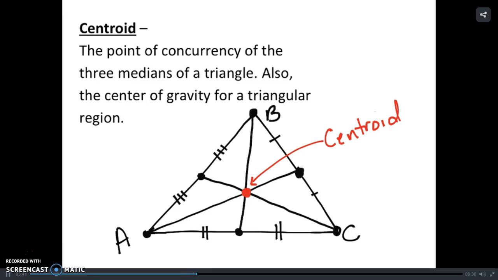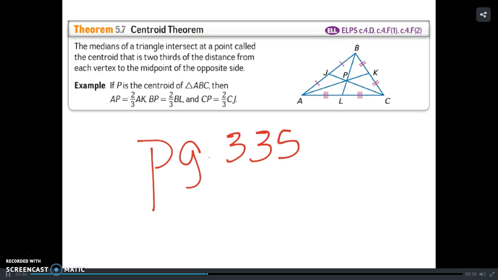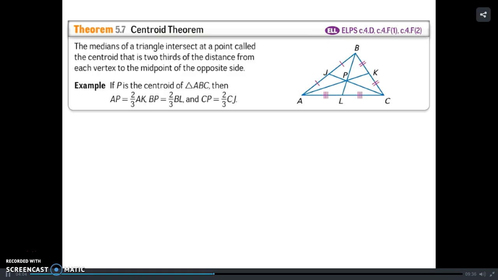We also have a theorem that goes with this called the centroid theorem, and you can find this exact box in your book on page 335. Okay, so again, that's page 335. And so what this is saying is this is how we're actually going to use the centroid to be able to find measurements on a triangle.